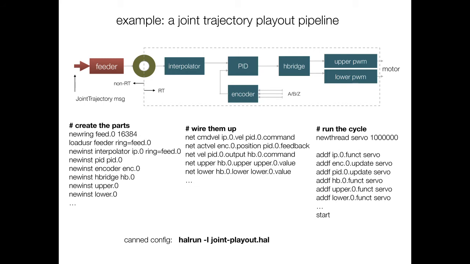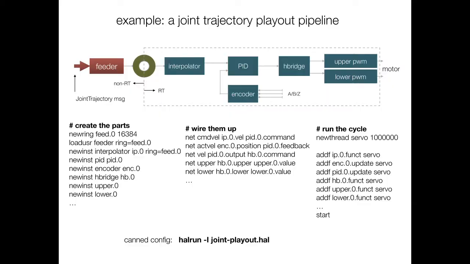We might have a feeder component which talks to the outside world, be it the G-code interpreter or the robotic operating system. And we tell it, by the way, you stuff your commands into this queue. Yeah? That's what the argument is about. Ring becomes feed.0. Please operate on this one. So this gives us the ring buffer and the feeder component.